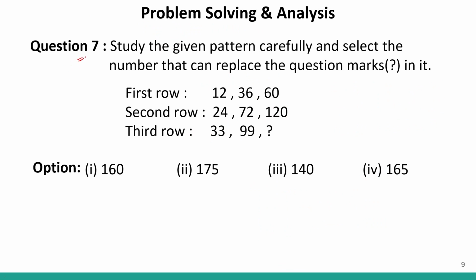In question number 7, again a 3 into 3 grid. This is a relatively easier question. Over here, I can see that there is a subsequent increase in numbers: 24, then 72, then 120. Similarly, there is a subsequent increase in the other row. So I can assume that one similar pattern is being followed. Okay, let us try and solve.